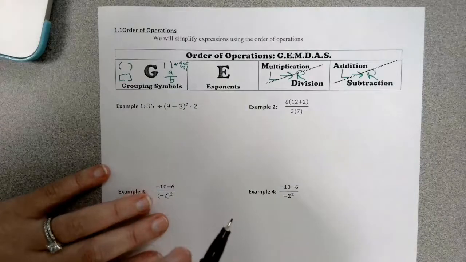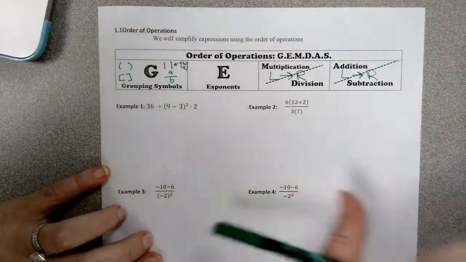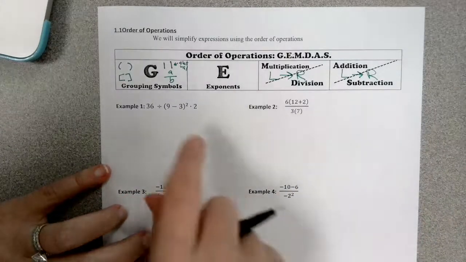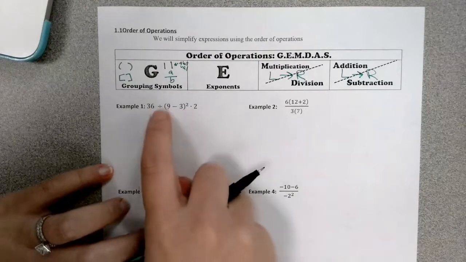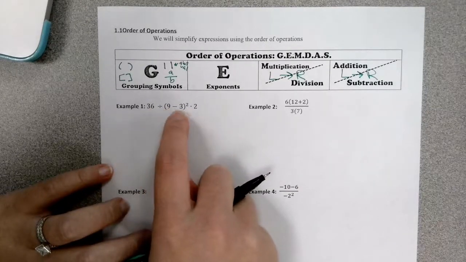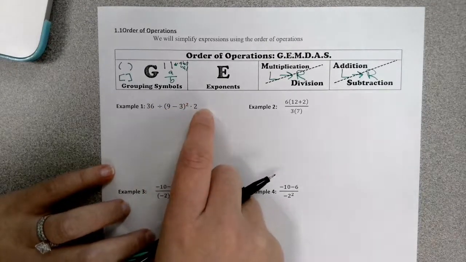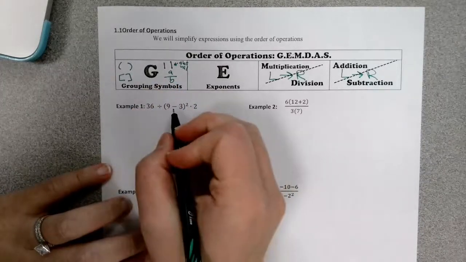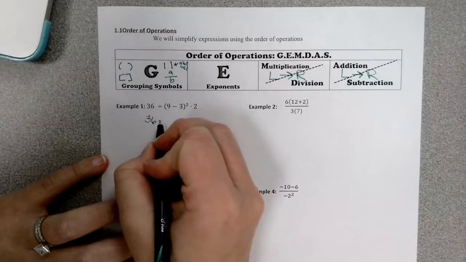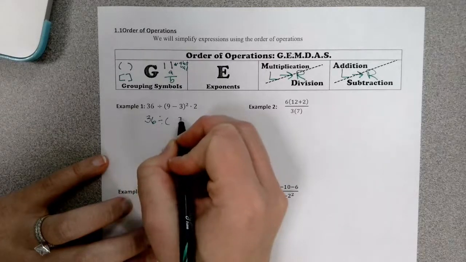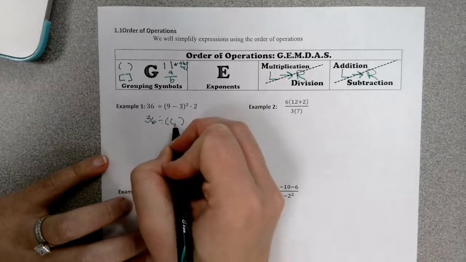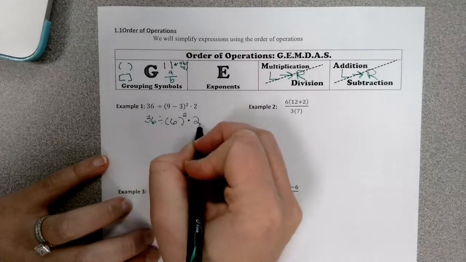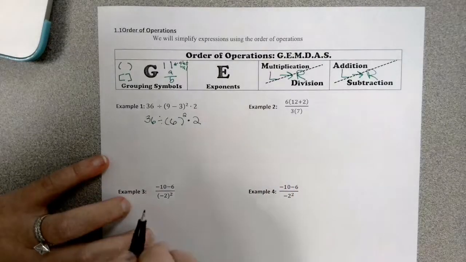Whenever you need to pause the video to write anything down, just go ahead and do it and then join back in. Our first example is 36 divided by (9 minus 3) squared times 2. So I'm going to start with G, my grouping symbols. I have a set of parentheses, so I rewrite everything else. 9 minus 3 is 6 before I can move on.